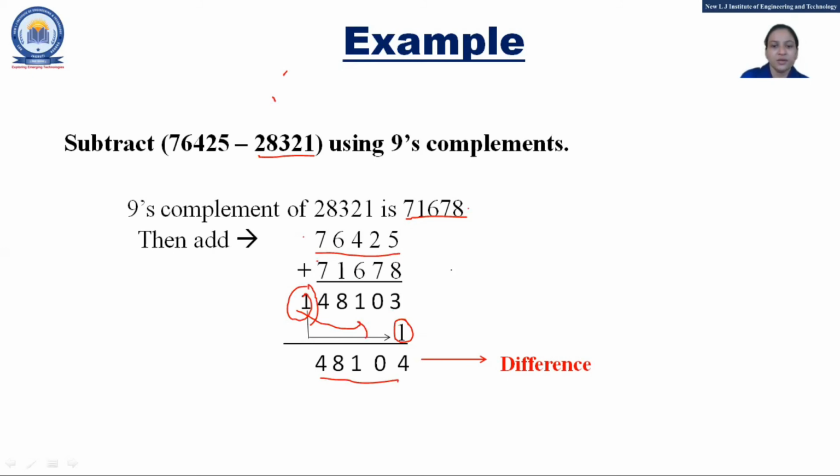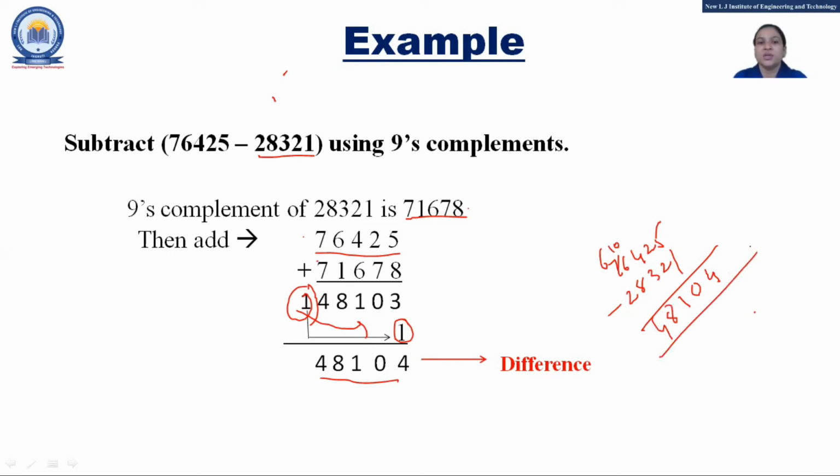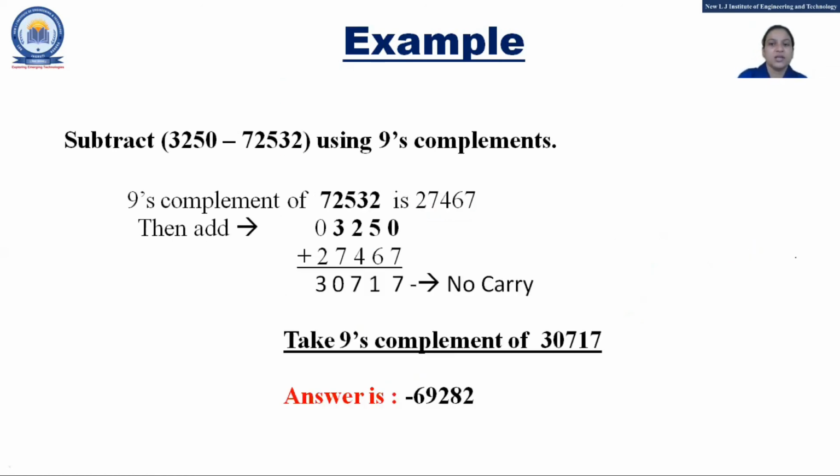Now let us verify our answer. 76425 minus 28321. So 5 minus 1 is 4, 2 minus 2 is 0, 4 minus 3 is 1, 6 minus 8 and so on, giving 48104. So this is our answer when the smaller number gets subtracted from the bigger one. Now let's look at another example, when the bigger number gets subtracted from the smaller one.